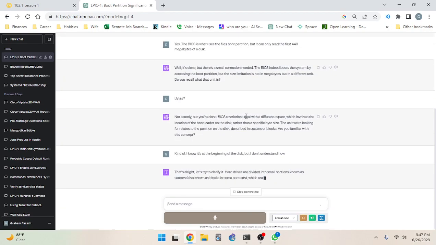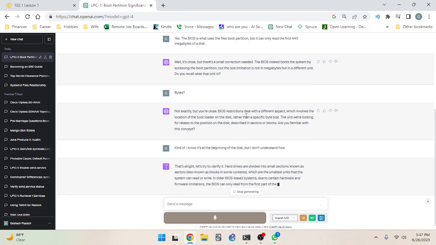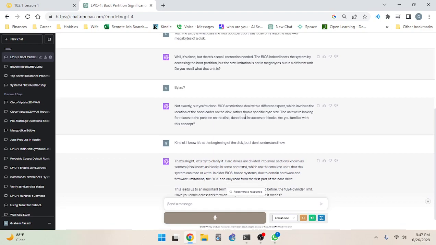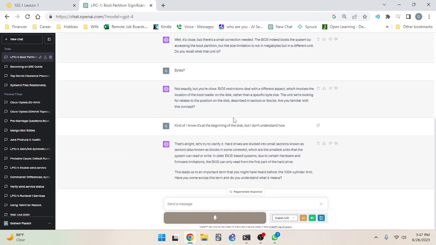That's alright, let's try to clarify it. Hard drives are divided into small sections known as sectors, also known as blocks in some contexts, which are the smallest units that the system can read or write. In older BIOS-based systems, due to certain hardware and firmware limitations, the BIOS can only read from the first part of the hard drive. This leads us to an important term that you might have heard before.